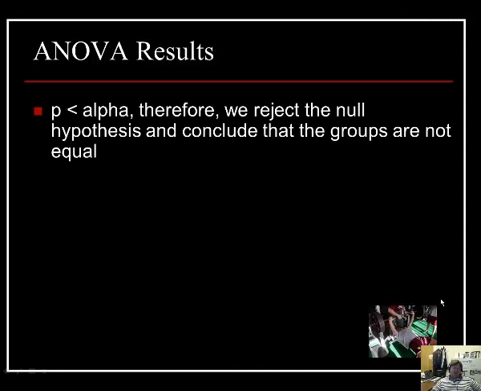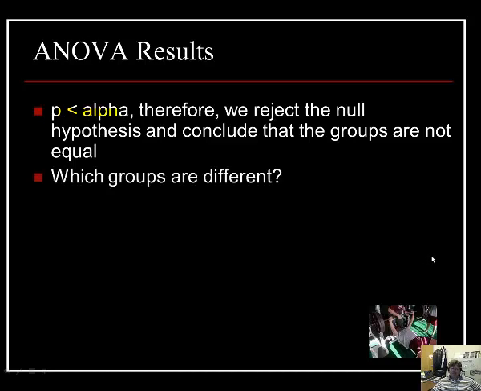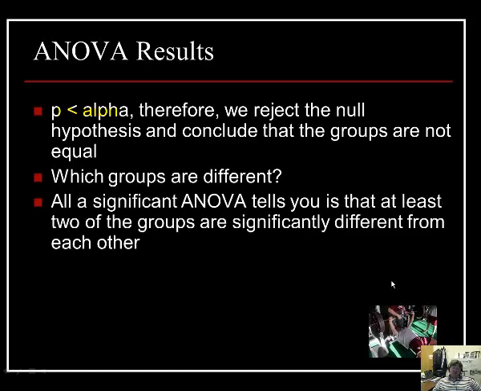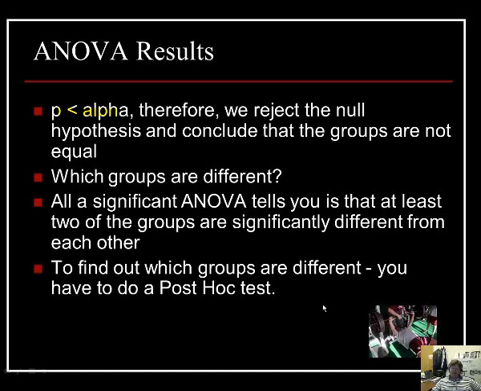So our p value is lower than our alpha, therefore we reject the null and conclude that the groups are not equal. However, what it's not telling us is between which groups there is significance. All a significant ANOVA tells you is that at least 2 of the groups are different from each other. And to find out which groups are different, you have to do something called post hoc tests.